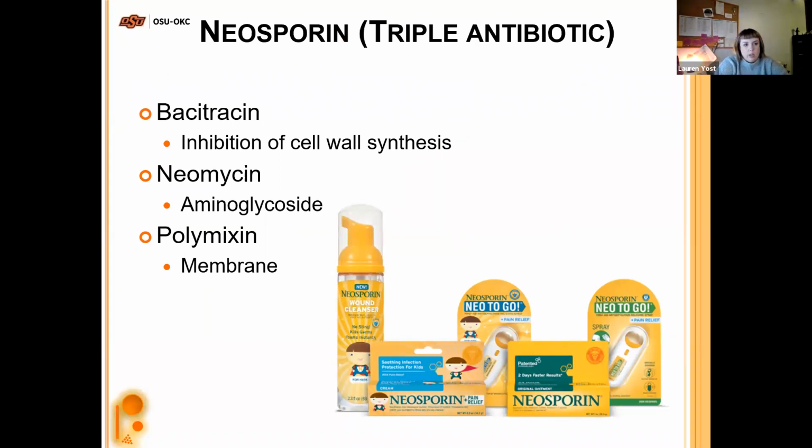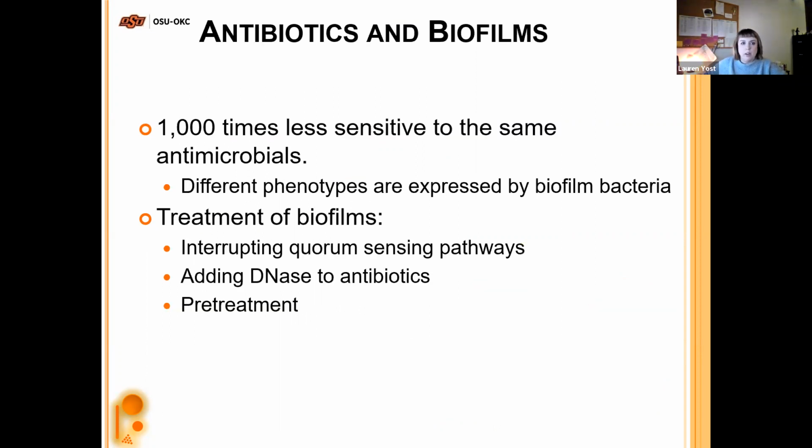So yeah, Neosporin: we had the bacitracin that inhibits cell wall synthesis. We had neomycin, which is an aminoglycoside and inhibits protein synthesis. And then we have polymyxins, which inhibit the membrane. So that's the trifecta there in Neosporin products. That's why they do so well at preventing infection in any cuts that you get. I've used Neosporin my whole life on any cuts, and it's never done me wrong.